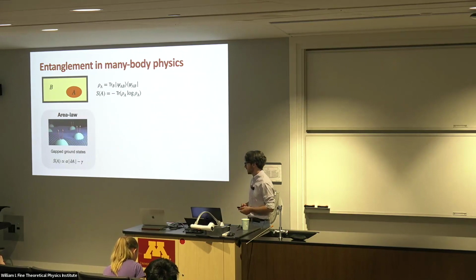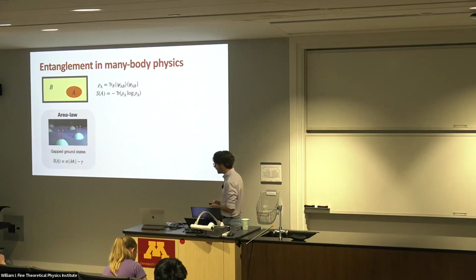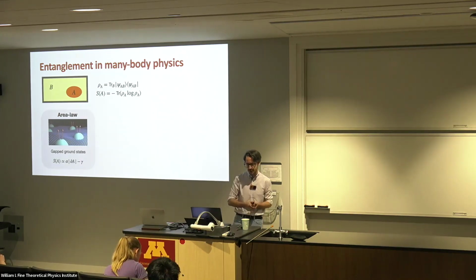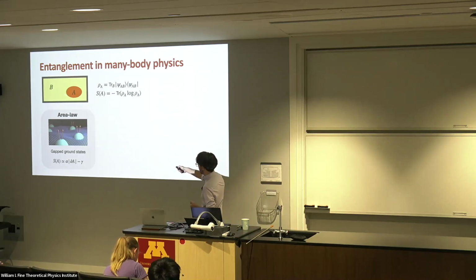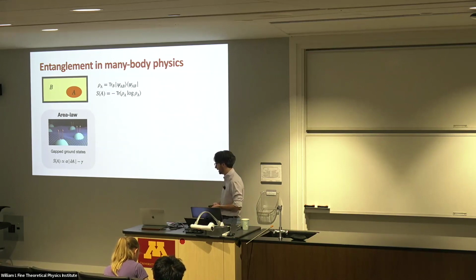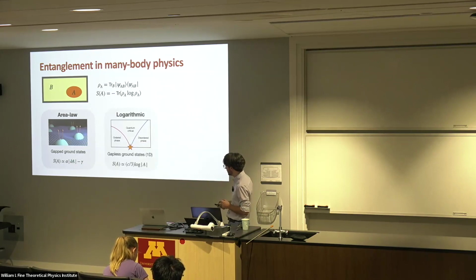In particular, in gapped ground states, this entanglement obeys the so-called area law. Entanglement is mostly short-ranged, mostly shared between neighboring particles. So if you ask about the total entanglement entropy of this subsystem, it mostly comes from things that live near the boundary. Maybe there are also subleading corrections that tell you about topological order and things like that, but that's the general expectation here. This can be violated.